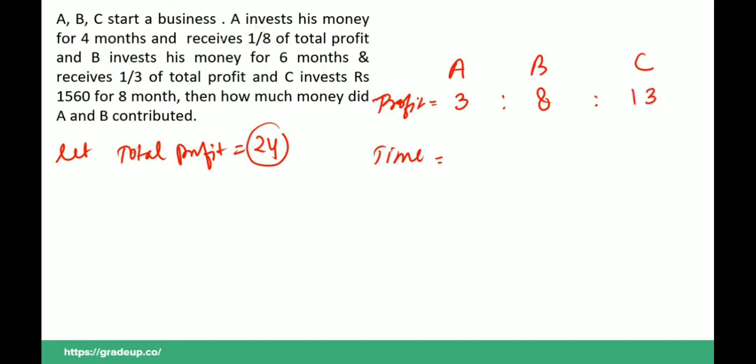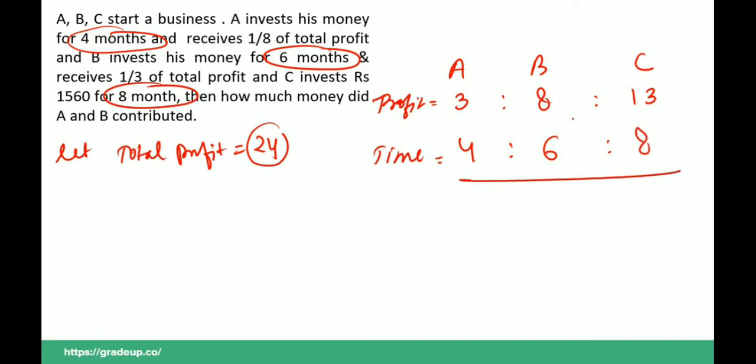Now, the time of A is 4 months. The time of B is 6 months. The time of C is 8 months. If you have the profit ratio and time ratio, then you can easily find the capital ratio. There is no problem. 3 by 4, 8 by 6, 13 by 8. Now multiply by the LCM of 4, 6 and 8, that is 24.